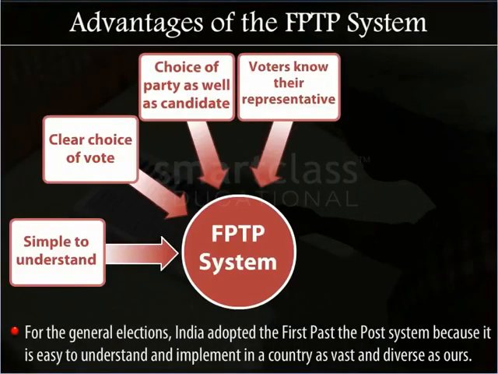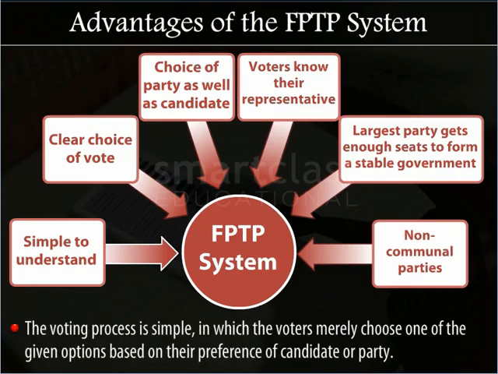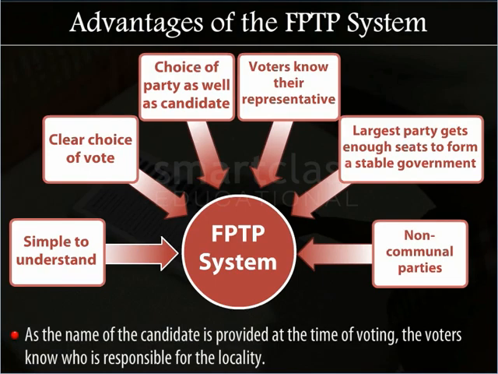For the general elections, India adopted the first past the post system because it is easy to understand and implement in a country as vast and diverse as ours. The voting process is simple, in which the voters merely choose one of the given options based on their preference of candidate or party. As the name of the candidate is provided at the time of voting, the voters know who is responsible for the locality.